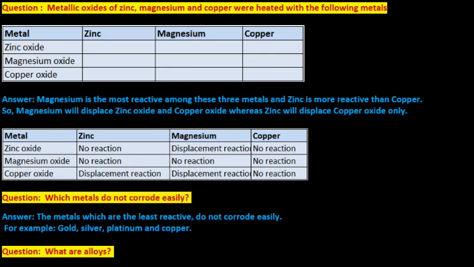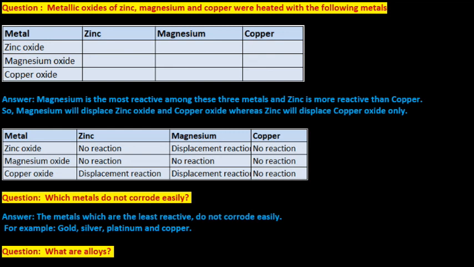So we can write the final chart as: with zinc, zinc oxide no reaction, magnesium oxide no reaction, copper oxide displacement reaction. Similarly, with magnesium, zinc oxide displacement reaction, magnesium oxide no reaction, copper oxide displacement reaction. Copper shows no reaction with zinc oxide, magnesium oxide, or copper oxide.